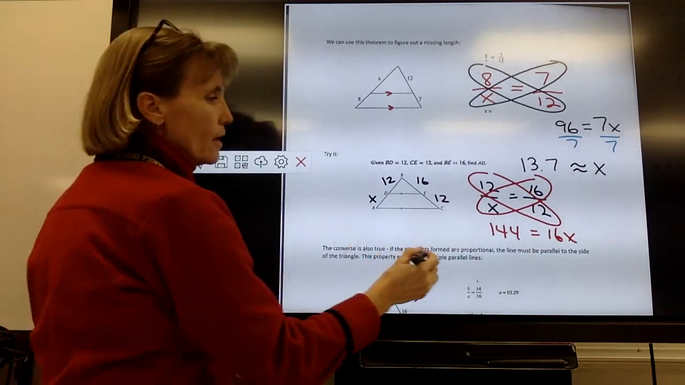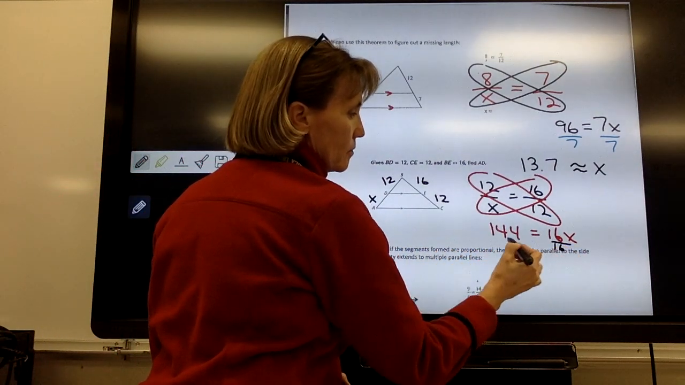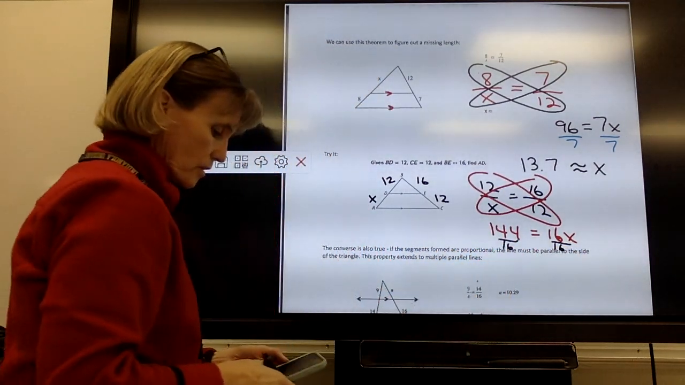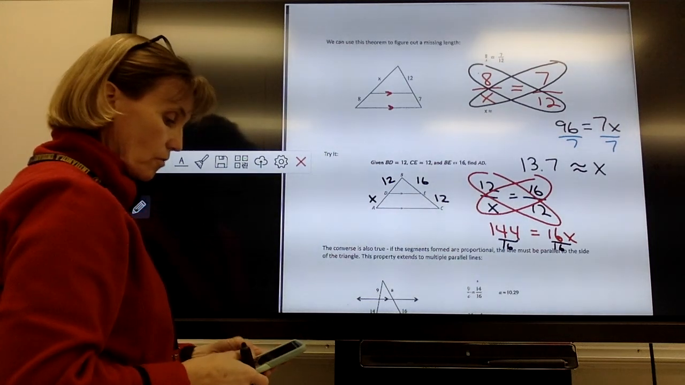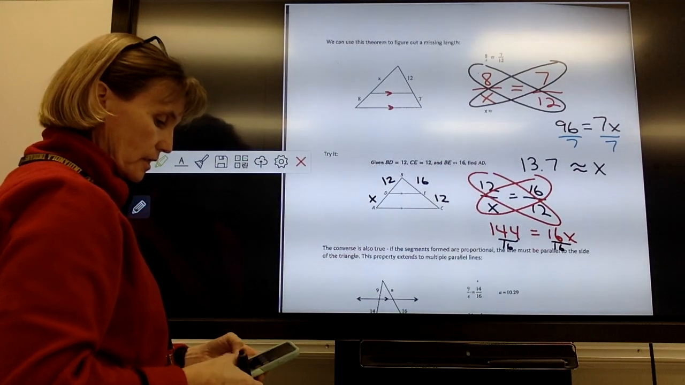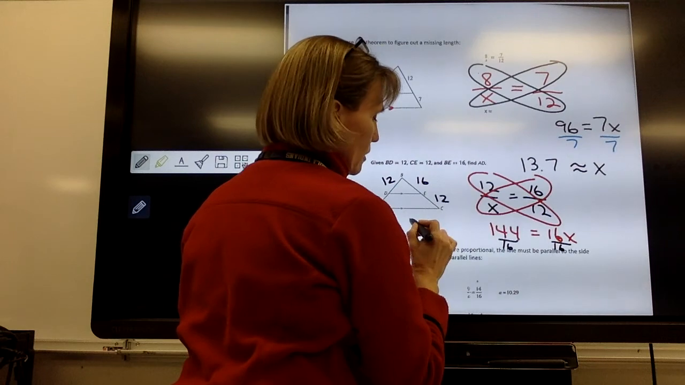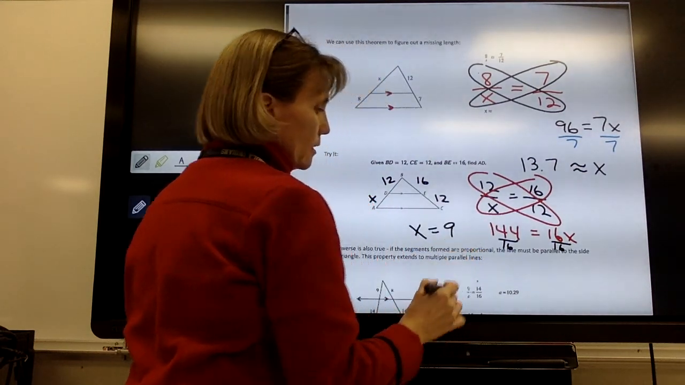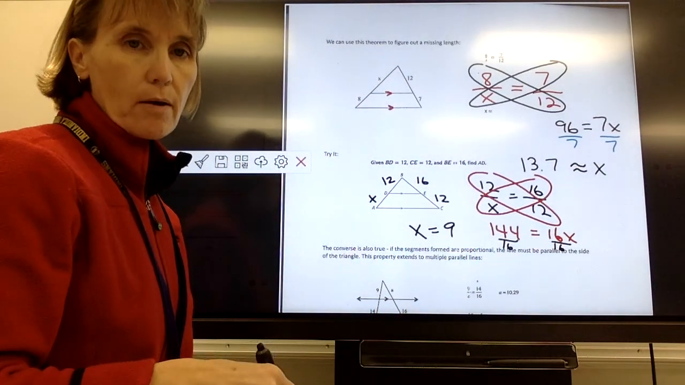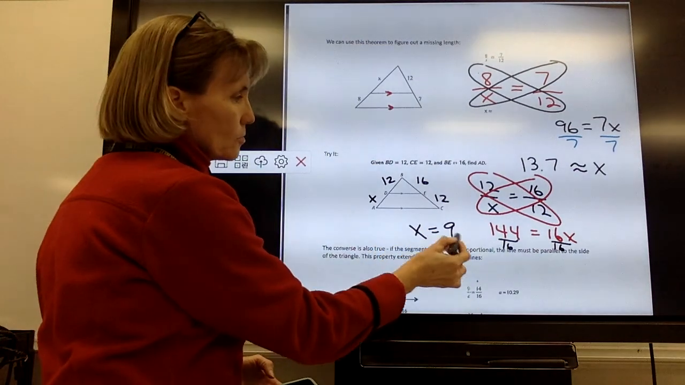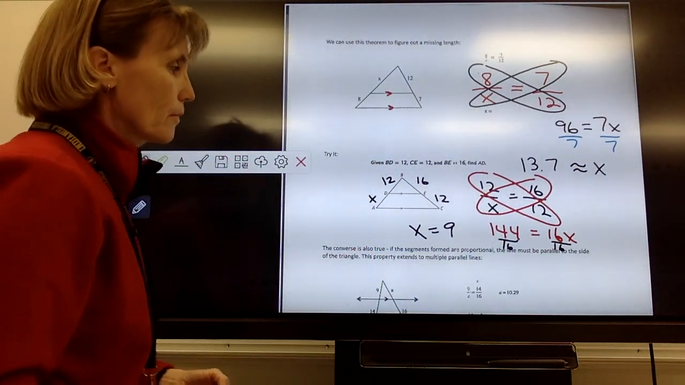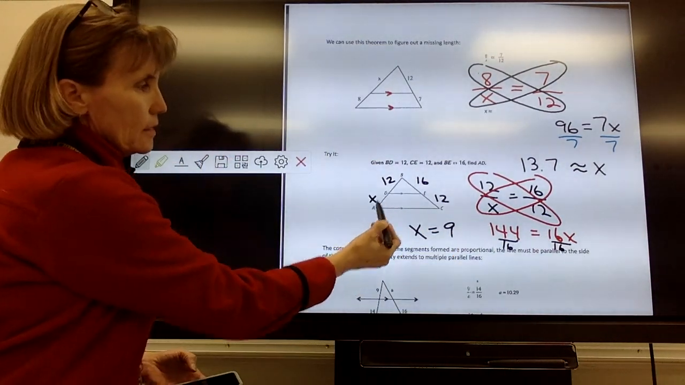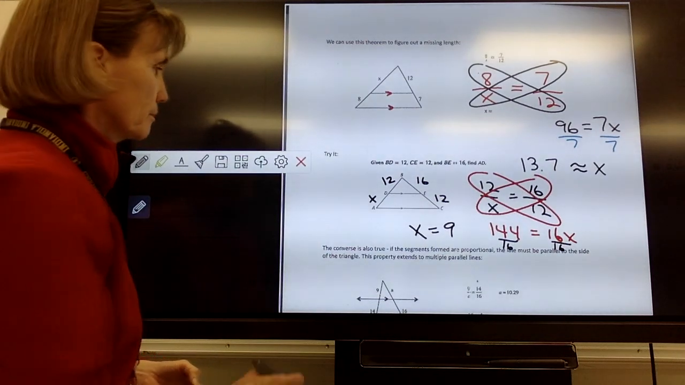To solve that, I would have to divide by 16. So if I use my calculator again and I take 144 and divide it by 16, the answer equals 9. And I don't have to round that. It came out exactly 9, so I use my equal sign for that. That distance from A to D is going to be 9 units.